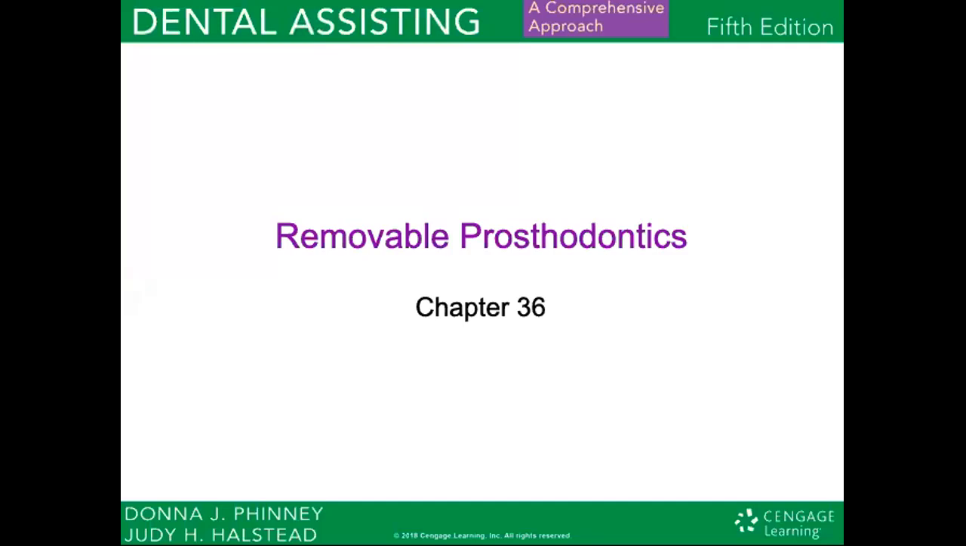So today we're going to be talking about chapter 36. This is about removable prosthodontics, and it's on page 834 of your Cengage textbook. And during today's lesson, we're going to be talking about the different removable prostheses and list the reasons for using them. We'll talk about considerations about the patient related to removable prosthetic treatment.